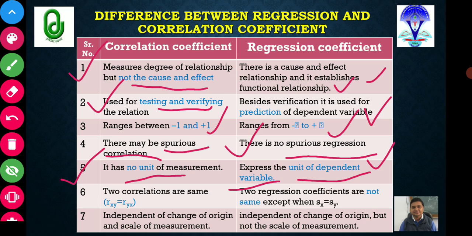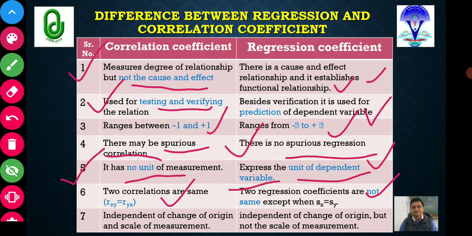Now this also we have studied. The two correlations are one and the same. When we are talking about Rxy and Ryx, correlation between x and y or correlation between y and x, these two will be similar, whereas Bxy and Byx will not be the same. It will be the same only if the standard deviation of x and standard deviation of y are the same. So in general, the two regression coefficients, that is Bxy and Byx, will not be equal.